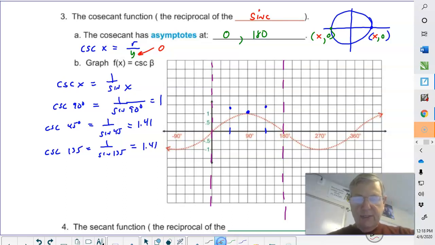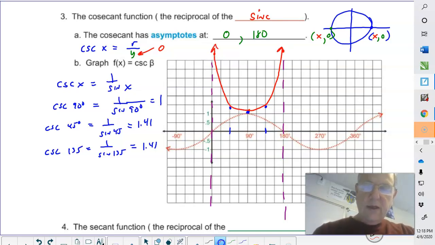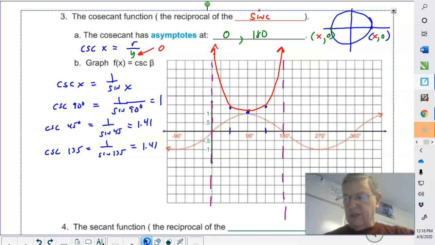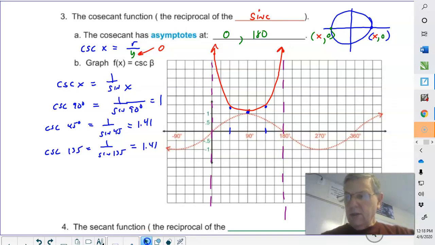And what is the cosecant of 0? It's infinity. And what is the cosecant of 180? It's infinity. And here's how this portion of the wave goes, just like that. Now you might think, okay, that's how the cosecant goes. Well, no, not really. There's a little bit more involved here.